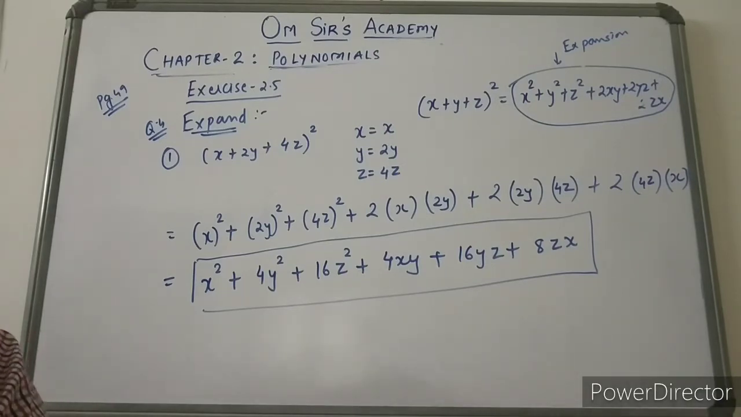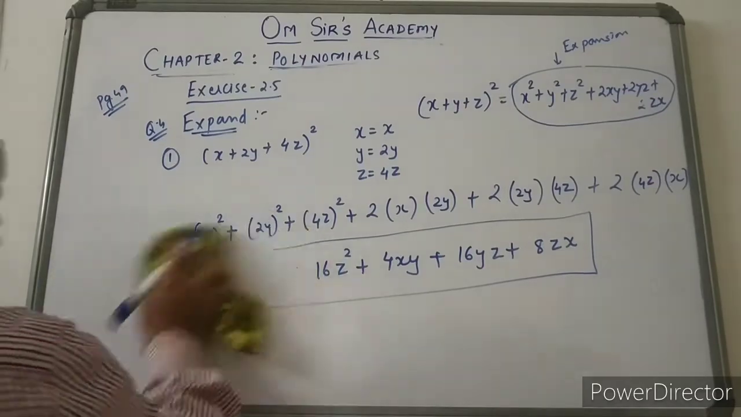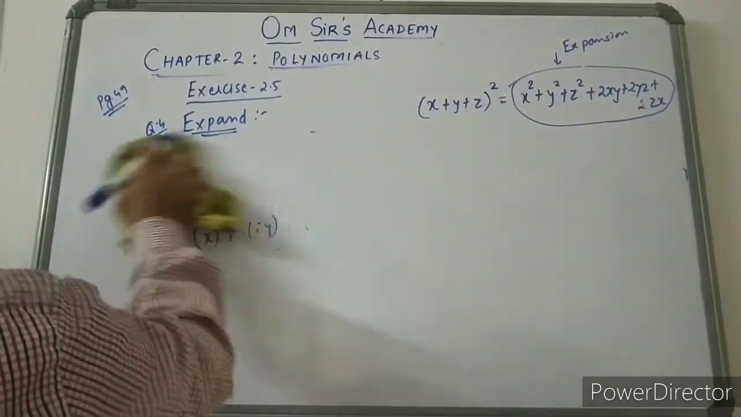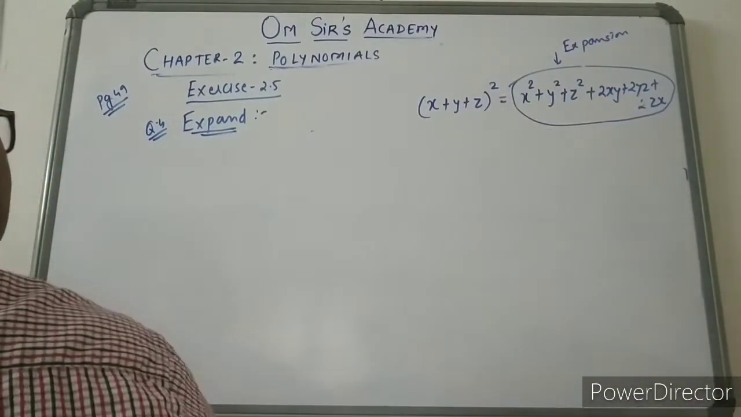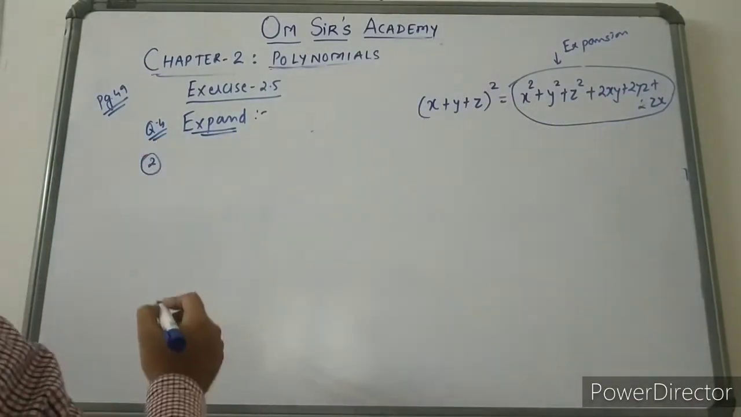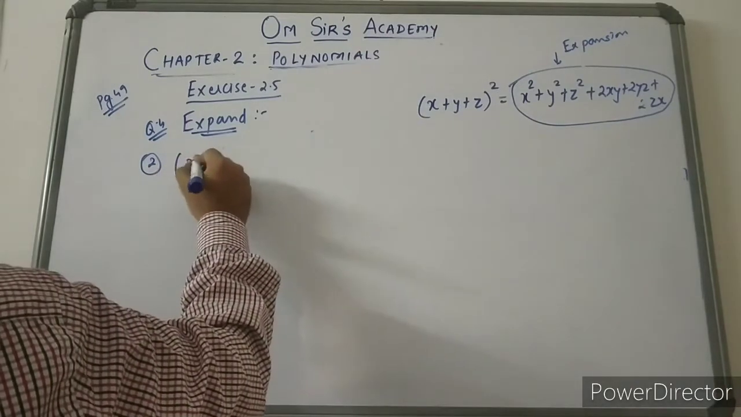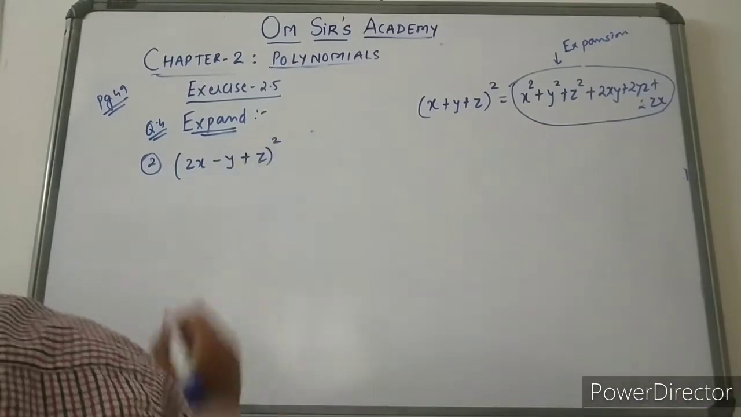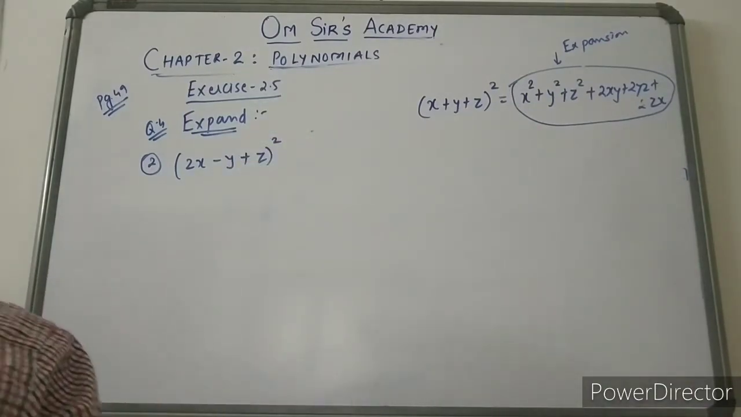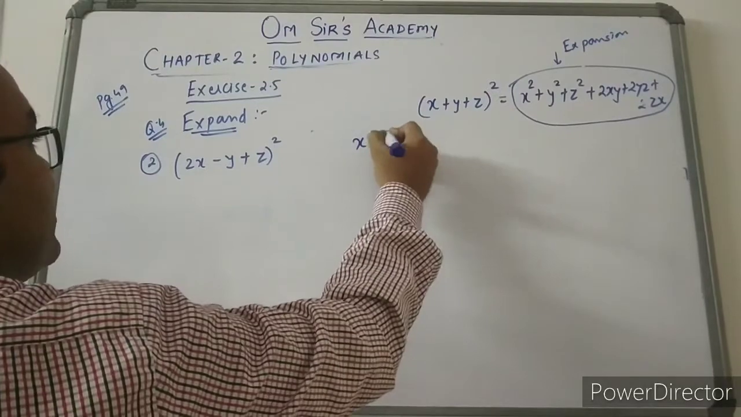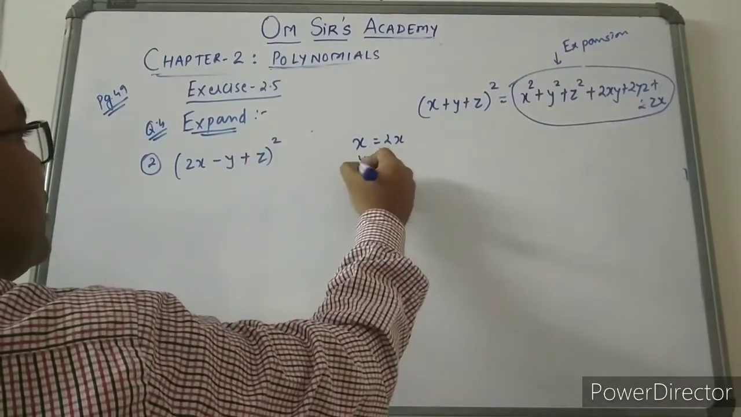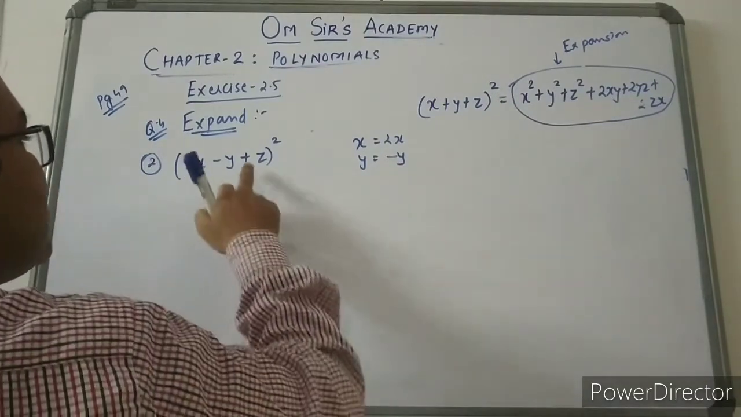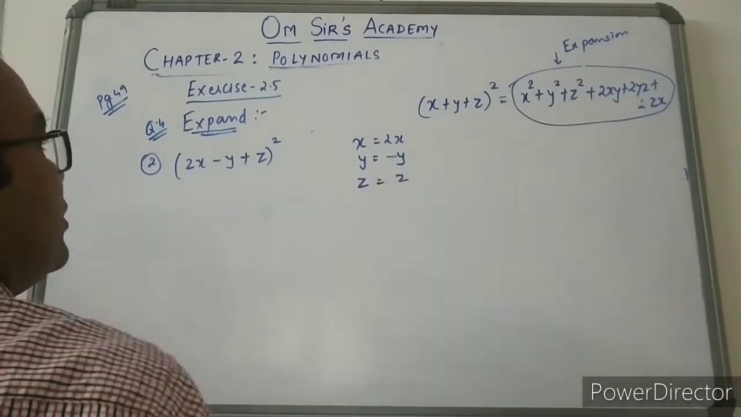Now the next one. See, this whole question is based on this identity only, so I am not rubbing off this identity, I am keeping it as it is. The second one is what? 2x minus y plus z the whole square. Now see friends, over here instead of x what is given? 2x. Instead of y it is given as minus y. And instead of z it is given as z only.